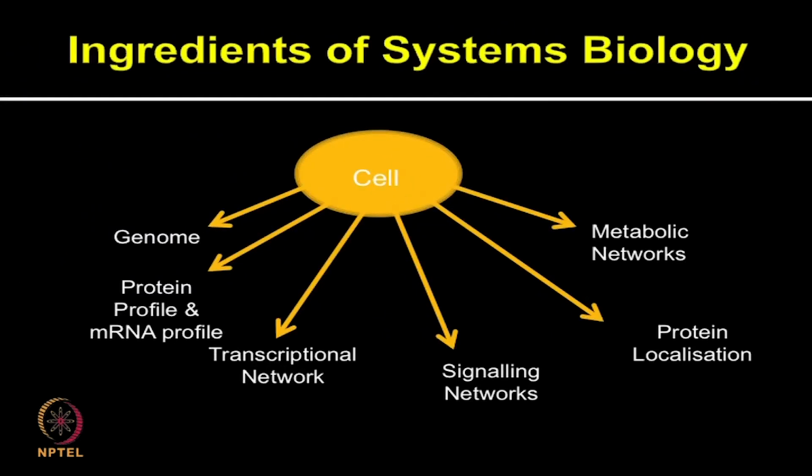If you are studying a cell and its systemic behavior, you need to look at the genome, its transcriptome profile, proteome profile, how protein DNA and different transcriptional networks are altered, protein-protein signaling networks, multimeric complexes, etc. We need to know how they are formed, how protein is localized, the intracellular dynamics and metabolic networks. These are the vital entities of studying systems biology.